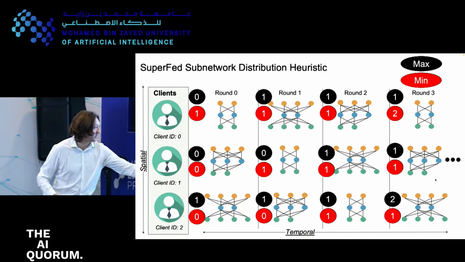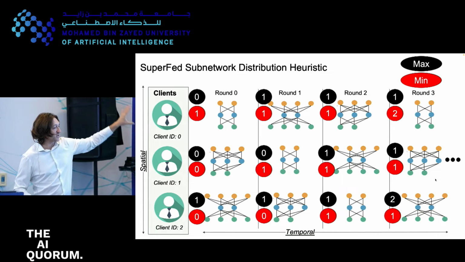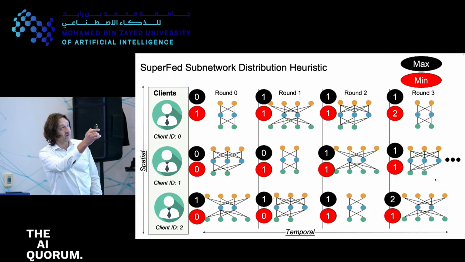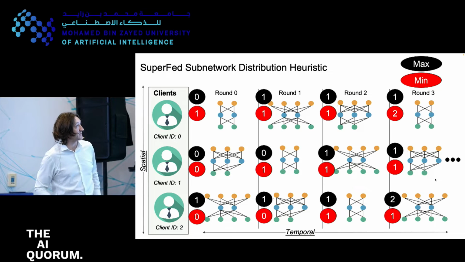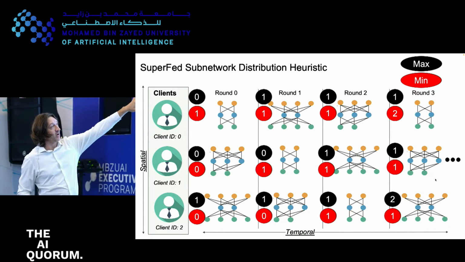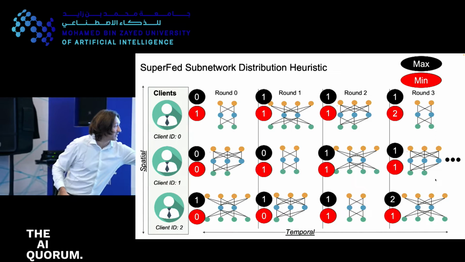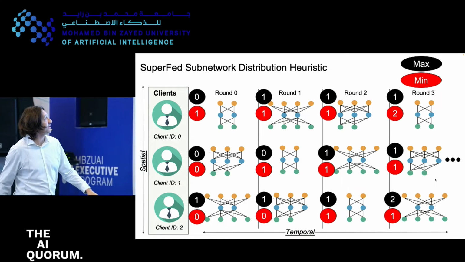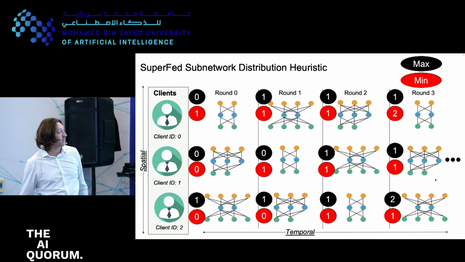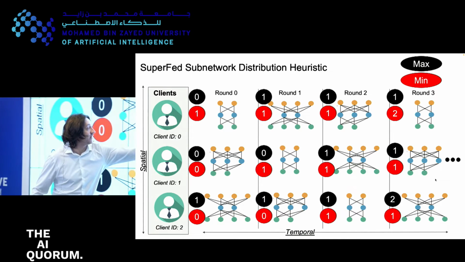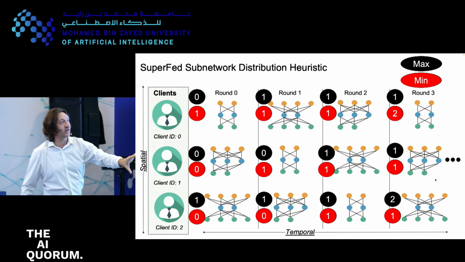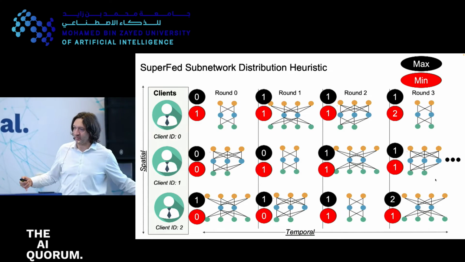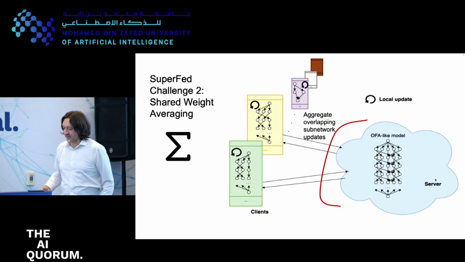Horizontally, you have time. Vertically, you have your clients. So vertical is the spatial dimension. Horizontal is the temporal dimension. You have client IDs 0, 1, 2. And we are keeping track of the maximum and the minimum network count that each client has seen. So during round 0, we send the minimum subnetwork to client 0 and the maximum subnetwork to client 2. So we increment the black and the red count. For round 1, we sent the maximum subnetwork to client 0 and the minimum subnetwork to client 1, and so on and so forth. So for every single round, we make sure that we send the minimum and the maximum subnetworks to the clients that have seen them the least. And this is the temporal load balancing component. Very simple, but very effective technique.